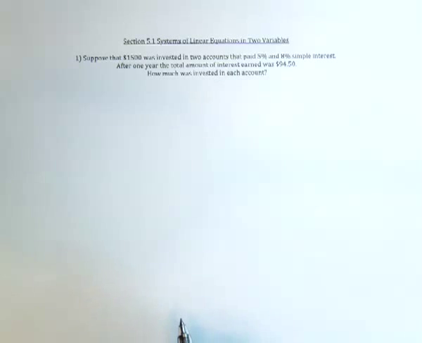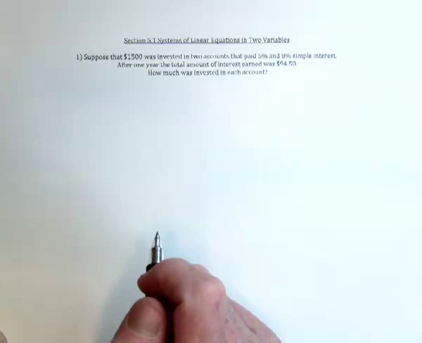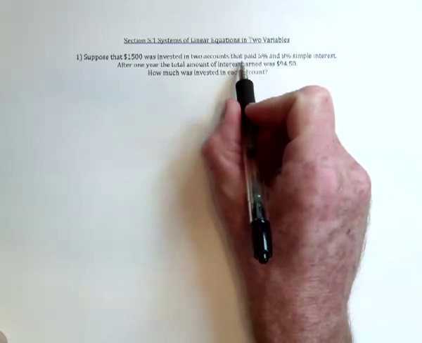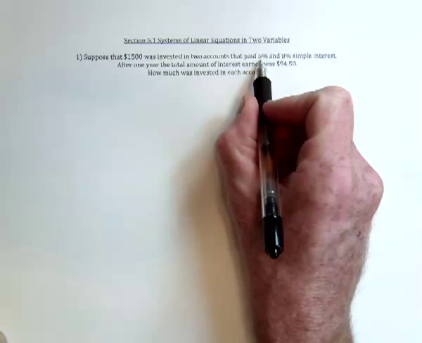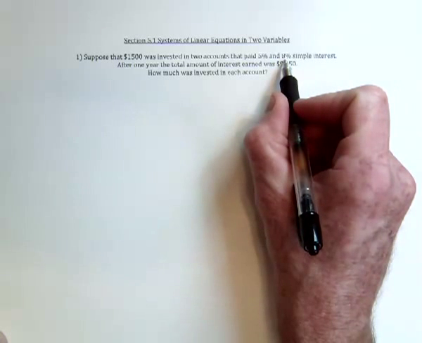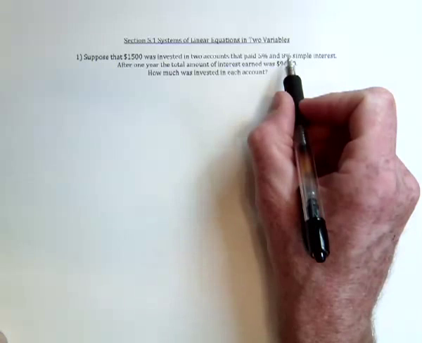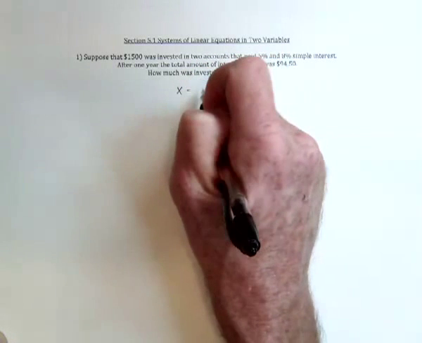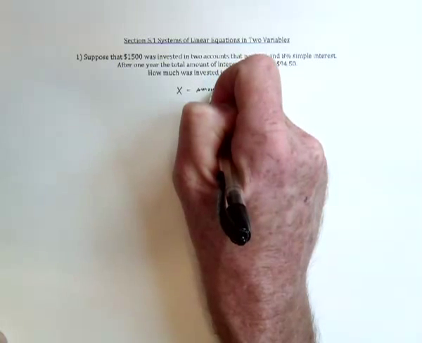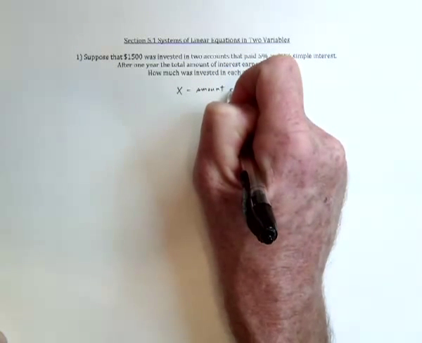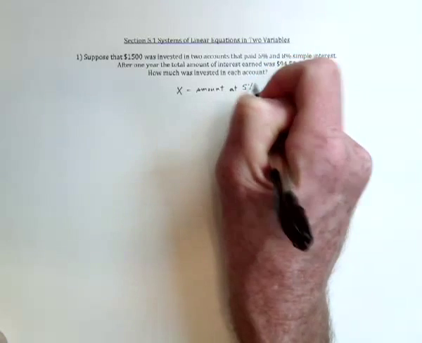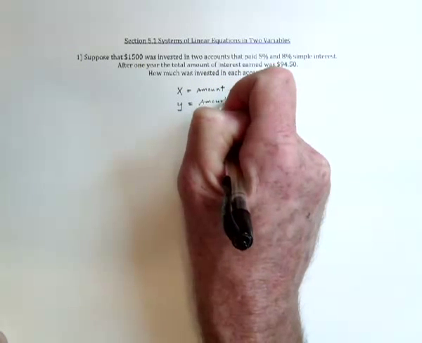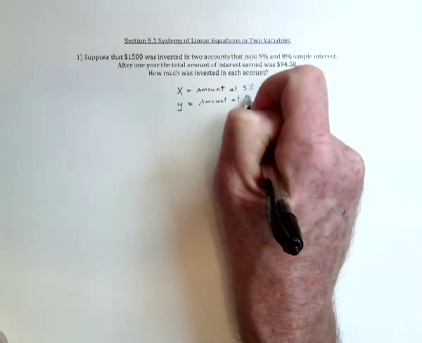Now I've got an application of linear equations. Two variables. The two variables are going to come from the amount of money that is invested at 5% and the amount of money that is put in the 8% account. So the first thing I should do is name the variables. Let X be the amount in the first account, the 5% account, and Y will be the amount in the other account, the 8% account.